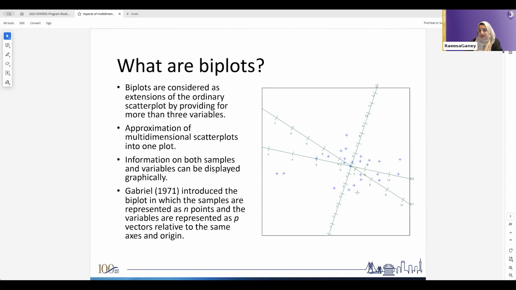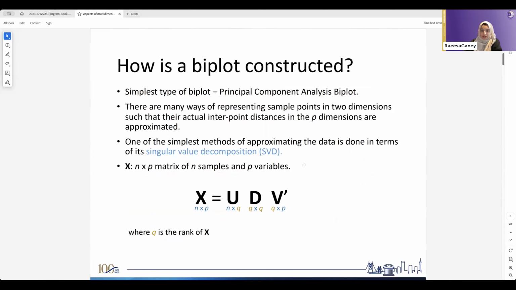So what you see here is a standard PCA biplot, where the blue points are the samples and the green vectors or lines are your variables. And we can use this biplot just as we use any other scatter plot by reading off values on these axes. So how is it constructed?